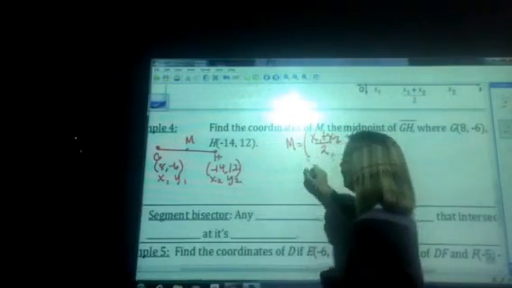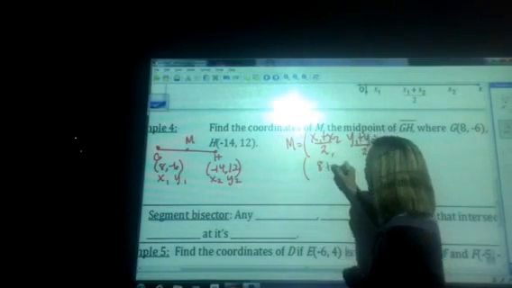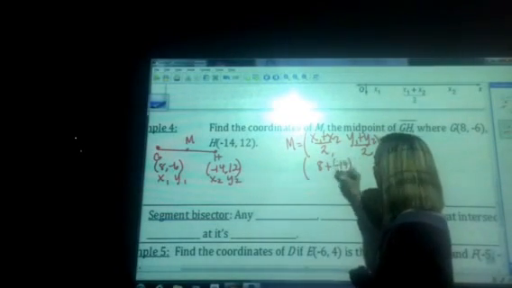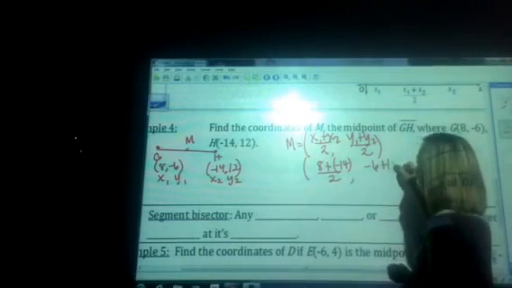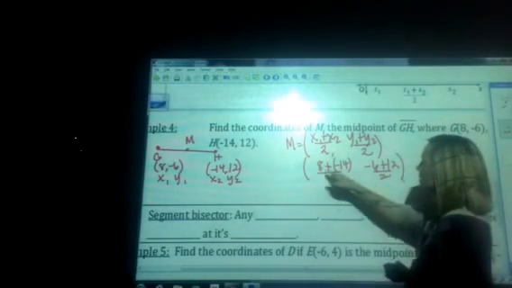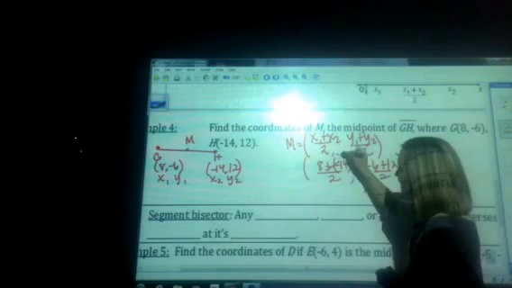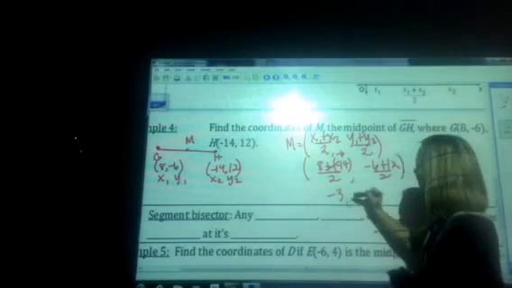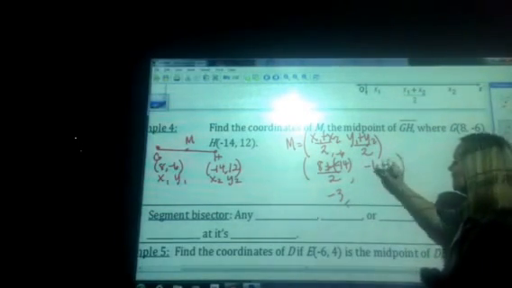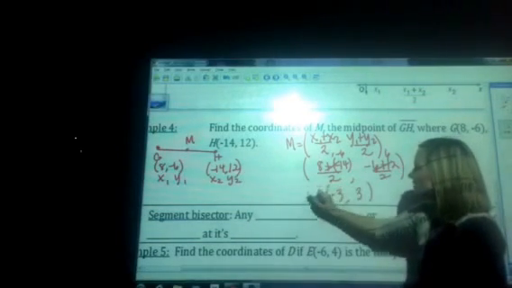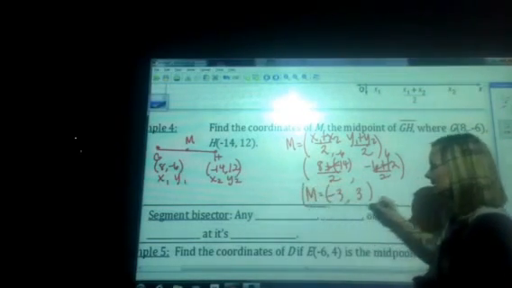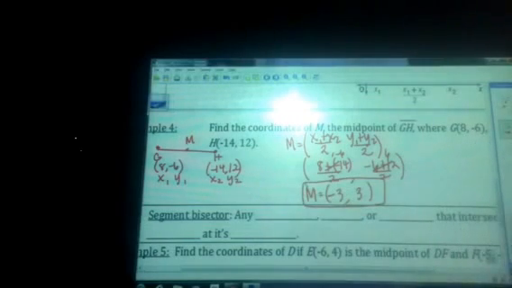All right, so that would give us (8 plus negative 14 divided by 2, comma, negative 6 plus 12 divided by 2). So 8 plus negative 14 is negative 6, divided by 2 is negative 3, and negative 6 plus 12 is a positive 6, divided by 2 is positive 3. So that's where M would be located, okay, in your coordinate plane.